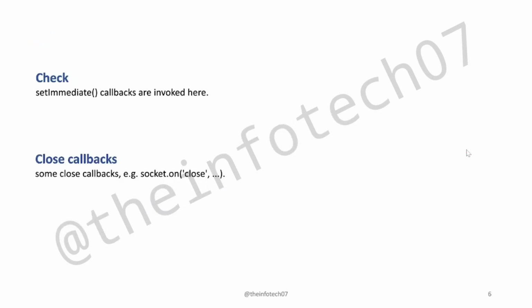Now there are two more phases: the check phase and close callbacks. setImmediate callbacks are invoked in the check phase, and all closing events, like socket.on('close') and socket.destroy, are executed in the close callbacks phase. Here they are, all the definitions.